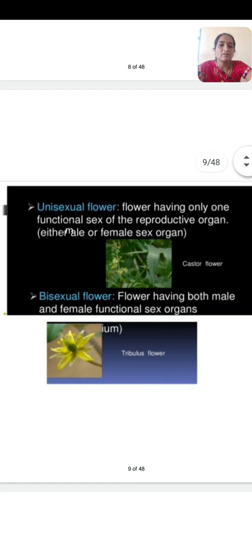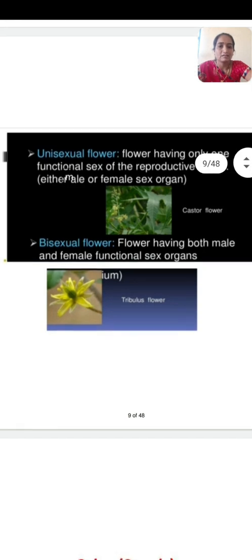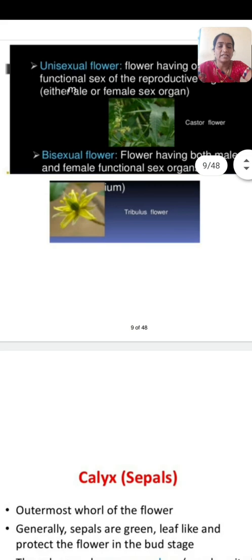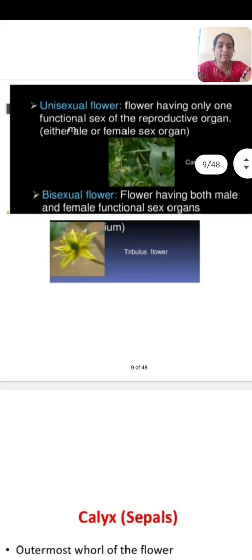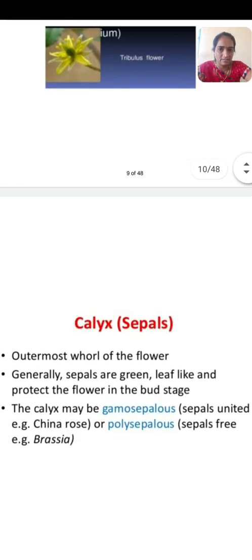Then certain flowers are unisexual flowers, meaning they possess either male reproductive organs or female reproductive organs. Bisexual flowers means both male and female sex organs are present.